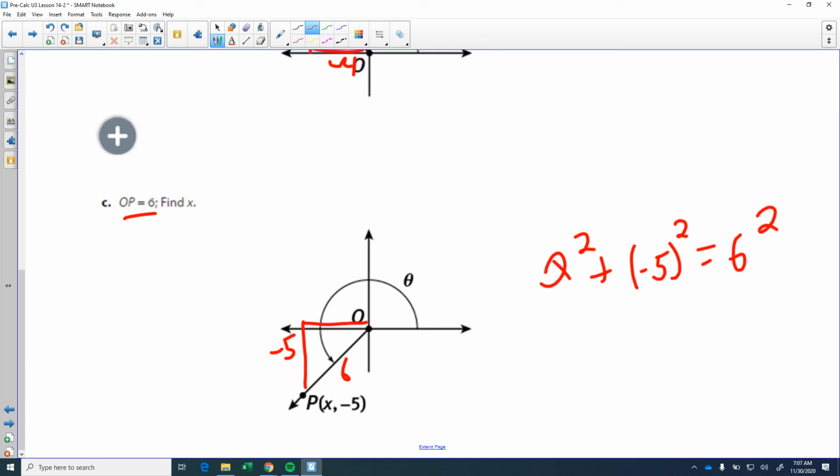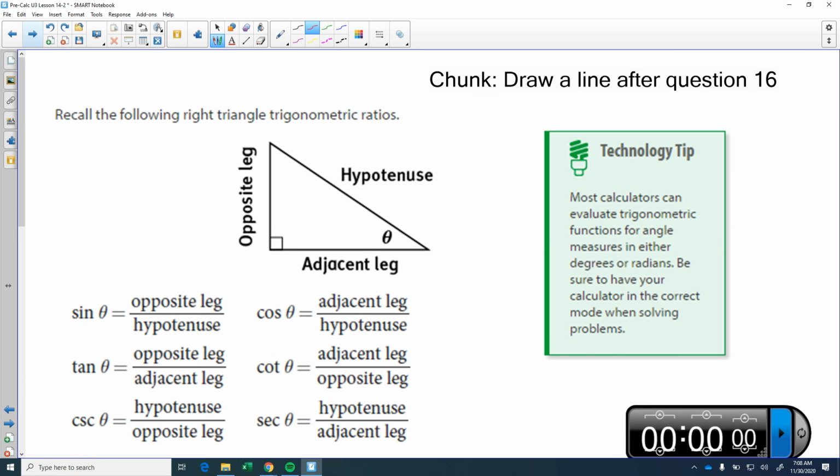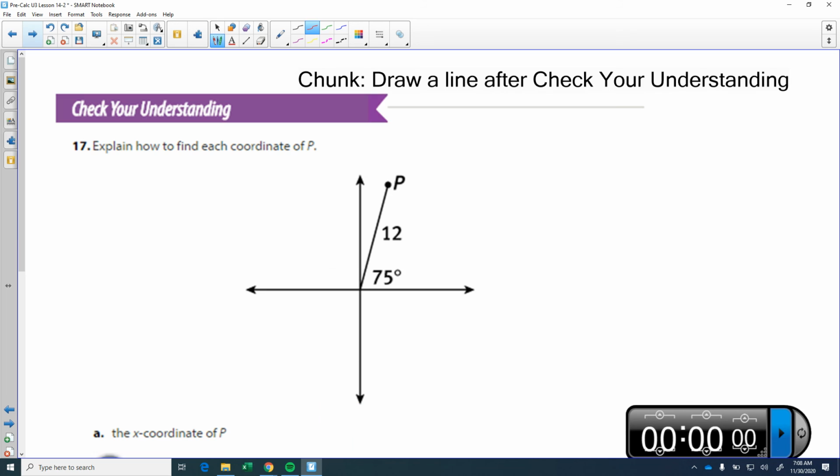Okay, so if you notice, I can use a reference triangle to help me out. What if I wanted to actually apply the angle with it? Let's say I wanted to actually use the angle to my advantage. All right, well, explain how you could find each coordinate of P, which basically means if I want to find P, I need to be able to find X and Y, correct? Well, I know my hypotenuse is going to be 12. I know my angle measure is 75 degrees.